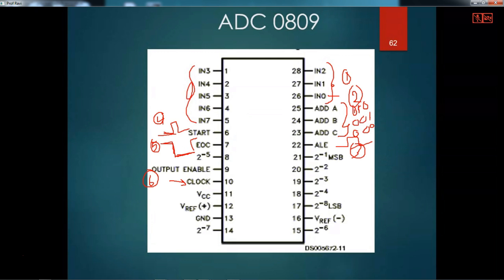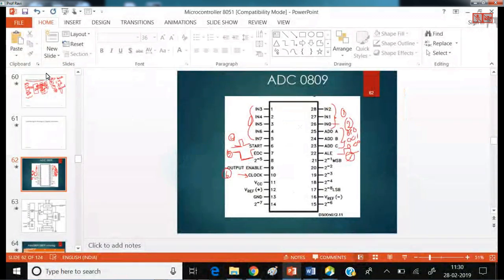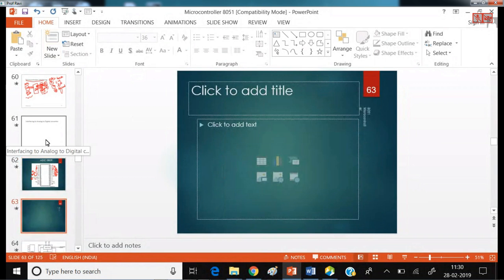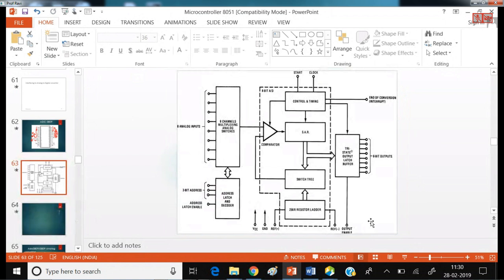So now let us try to write the algorithm. The same algorithm we now need to see as a program. So now let us try to see the algorithm part. This is what we are going to use, the successive approximation type.